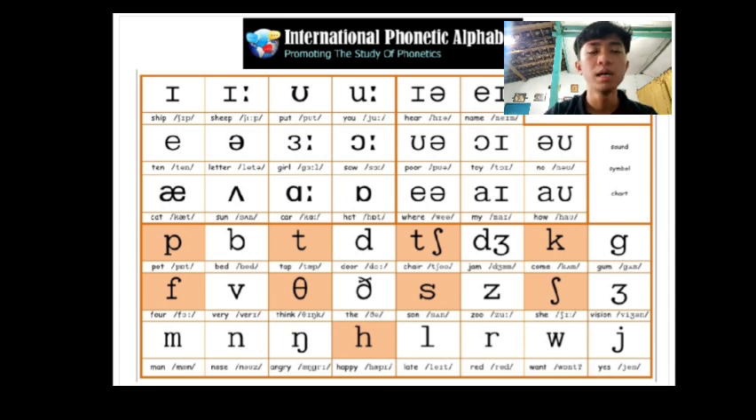Next, W sound, for example, one. Next, Y sound, for example, yes. Okay, the last part is stress and intonation. I'm going to start explaining. Intonation occurs when the voice changes in pitch and tone while speaking. Stressing involves putting more emphasis on a word or sentence to draw attention to it.